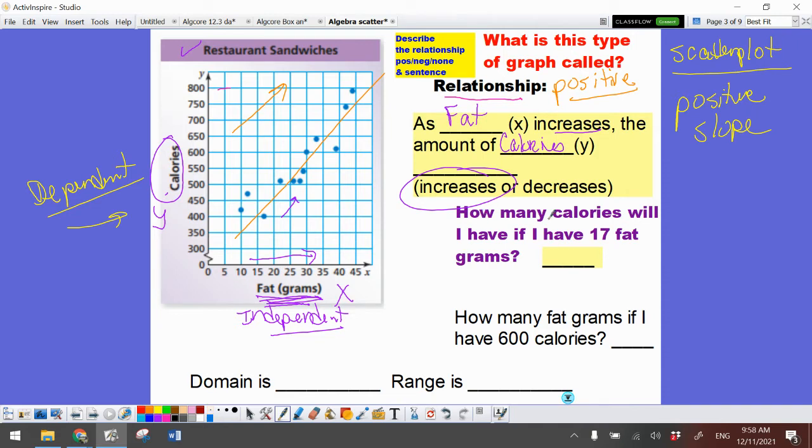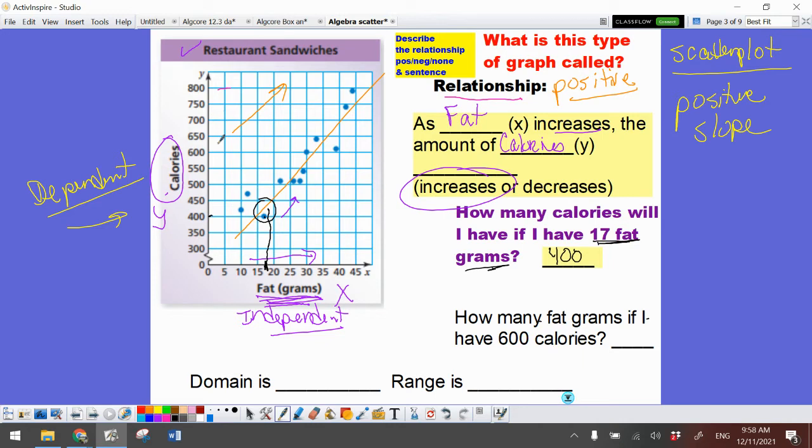So it says, how many calories will I have if I have 17 fat grams? So I'm going to come over here and find approximately 17 fat grams. And I'm going to come up and see that I'm in the range of about 400. There is a point right there that's at 400.